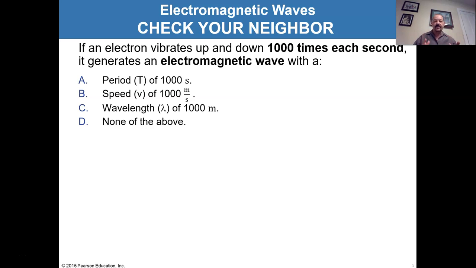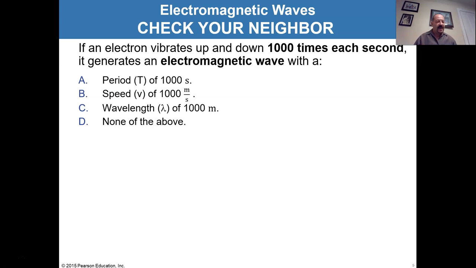We know the frequency of the wave will match the vibration of the electron. It's changing speed and direction, so that will generate an electromagnetic wave that matches the frequency of 1,000 hertz, 1,000 per second, 1,000 seconds to the minus 1, or 1 over a second. Any of those are the same unit.